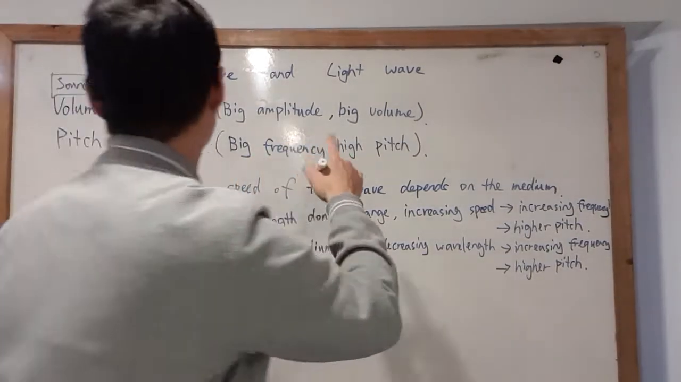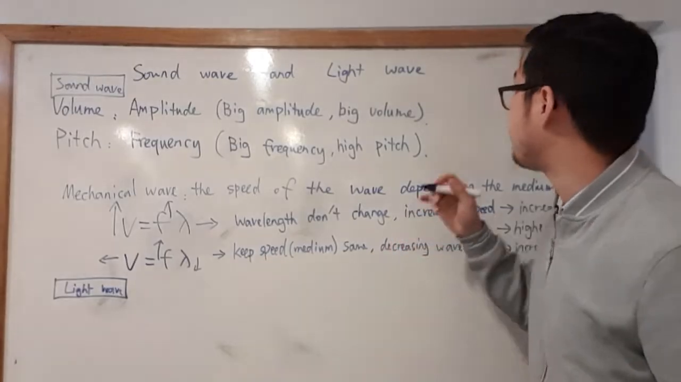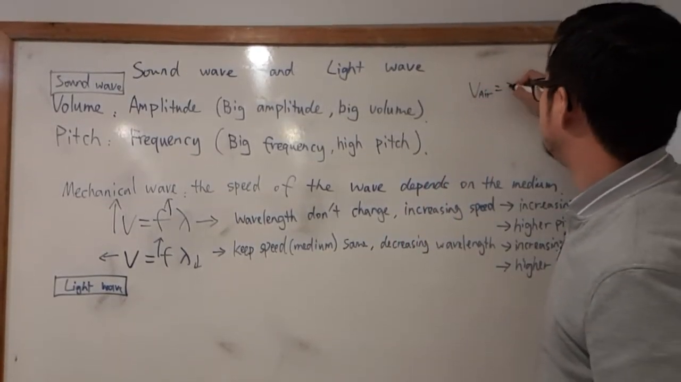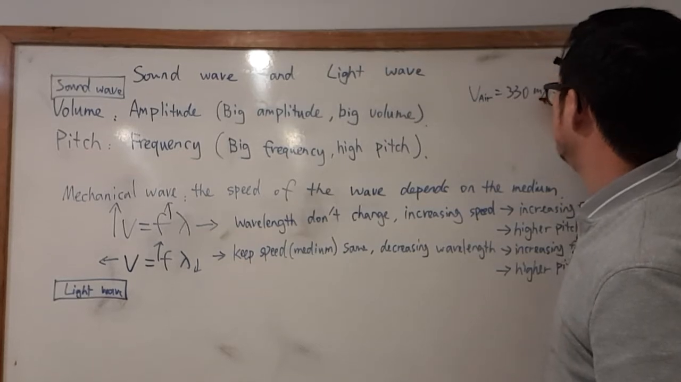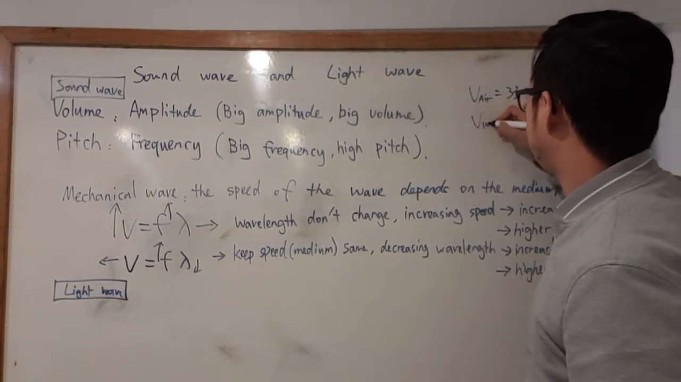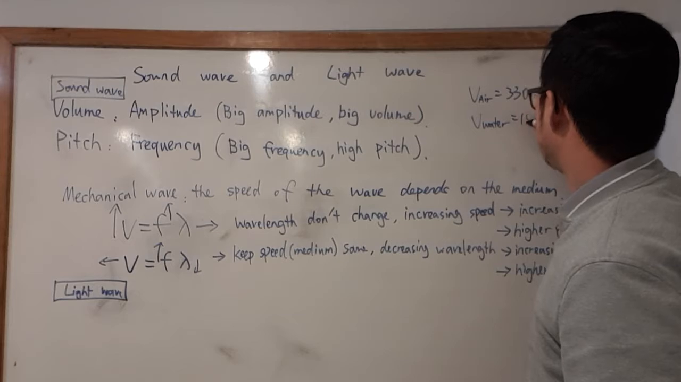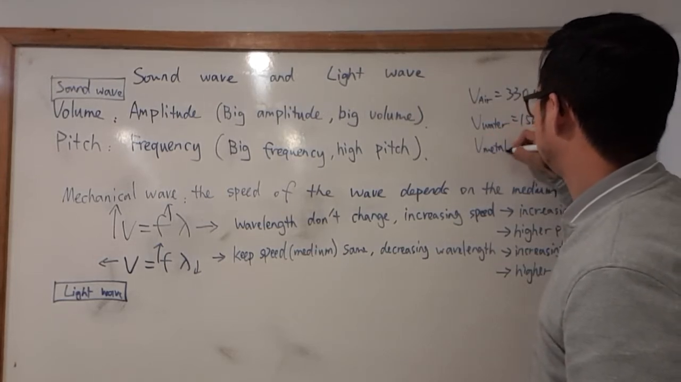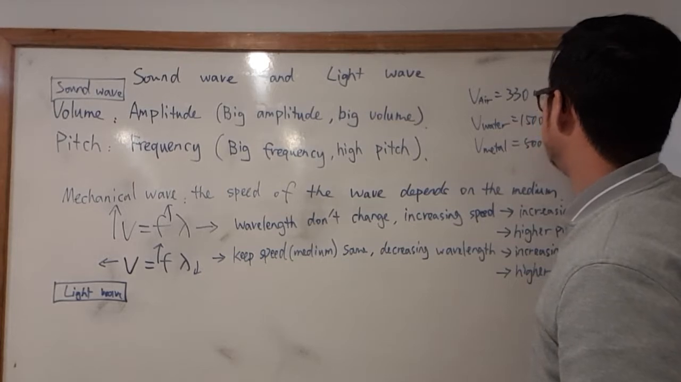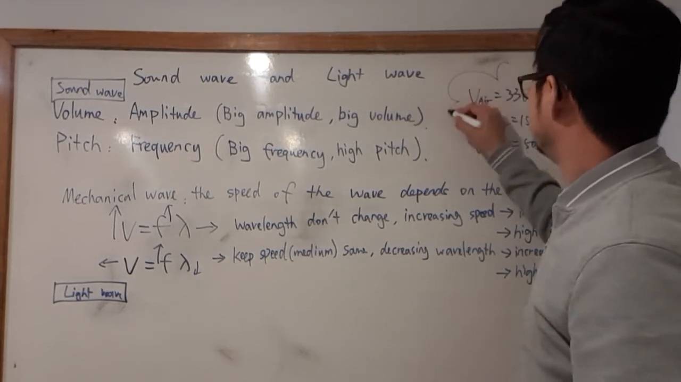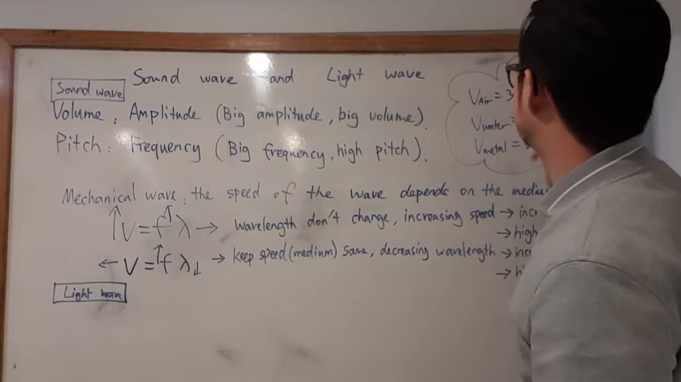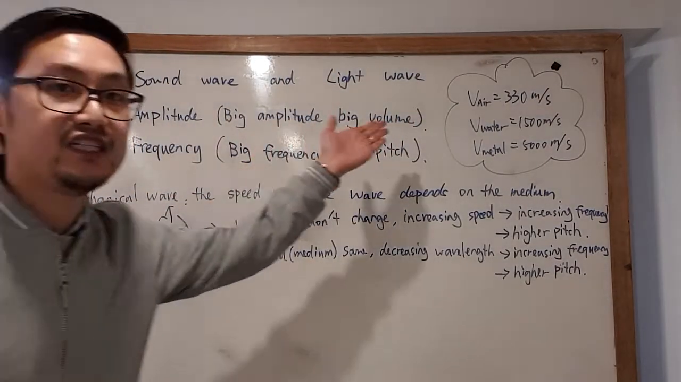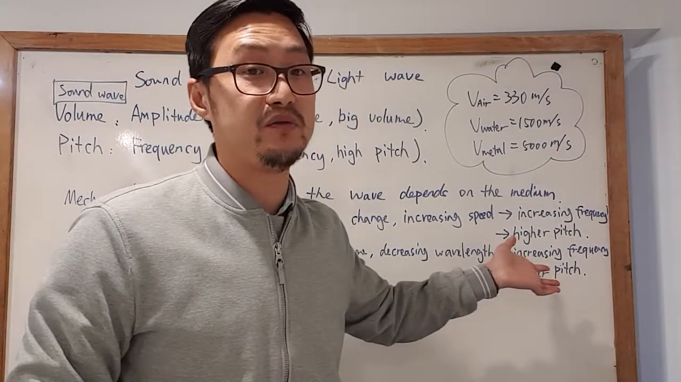Oh, by the way, the speed of the sound I mentioned in the last video, so you can write here. Speed of sound in air, V air equals 330 meters per second. V water is 1,500 meters per second. In metal equals 5,000 meters per second. You don't need to remember this, the numbers will be given to you if you need to calculate it. Okay. And then obviously if the air changes, if the water changes, maybe the speed will change as well.